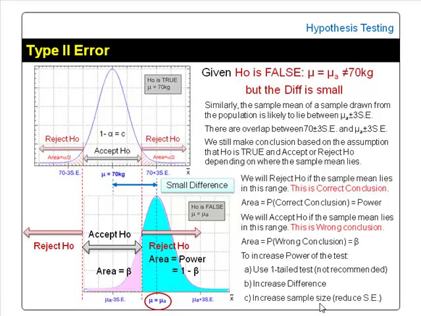Increasing the sample size would reduce the standard error, thus making the bell curves taller and narrower, and smaller area of overlap.